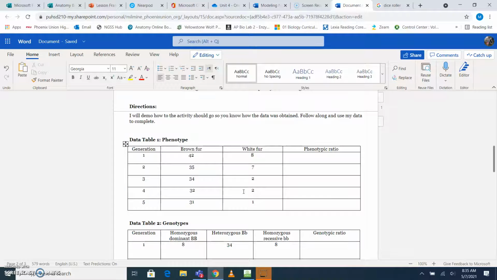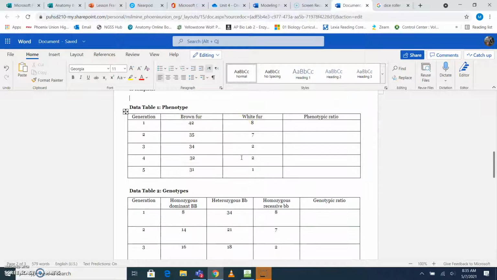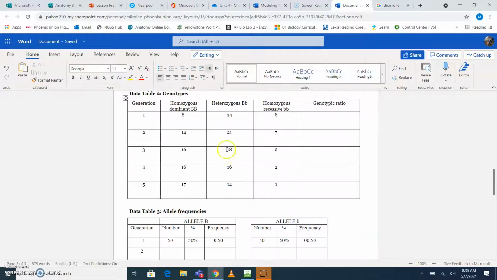So to start with, you can see that there are 5 generations of mice. There's a variation in the trait of fur color, brown versus white. And we also have a table with the genotypes, as well as one for the allele frequencies.